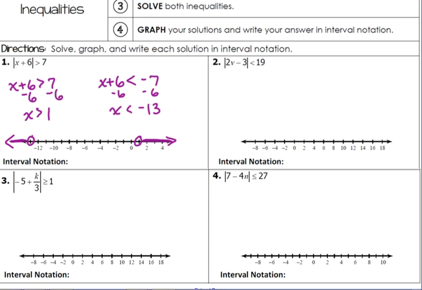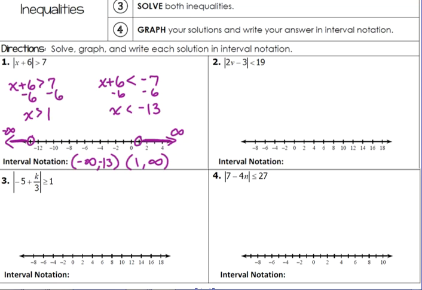Okay, so if we're putting this in interval notation, we got negative infinity on the left side, positive infinity on the right side. Negative infinity to negative 13, and 1 to positive infinity, left to right. Okay, everything you do in math, in general, should be left to right. Reading graphs, doing your notation, whatever, always, always, always move left to right.